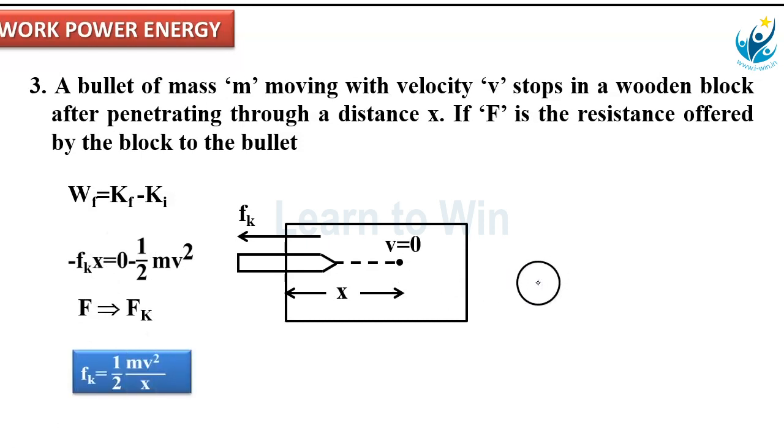F is equal to Fk. So Fk, the resistive force, becomes mv square by 2x. This is one more example.